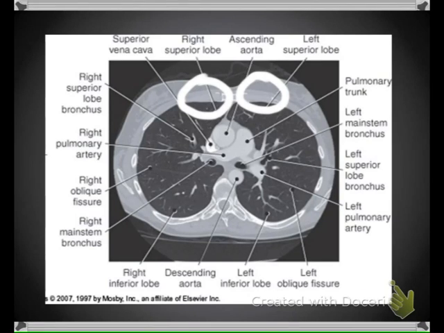So in looking at this image, there are a few key things that we want to actually notice. We want to know the superior vena cava, the pulmonary trunk, left mainstem bronchus, left pulmonary artery, descending aorta, right mainstem bronchus, right pulmonary artery, and that will suffice in addition to the other anatomy that we spoke of here.